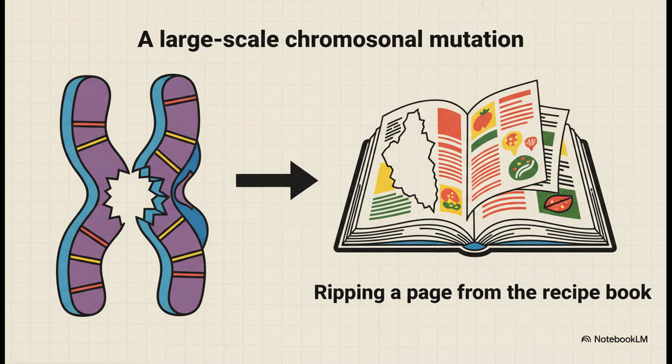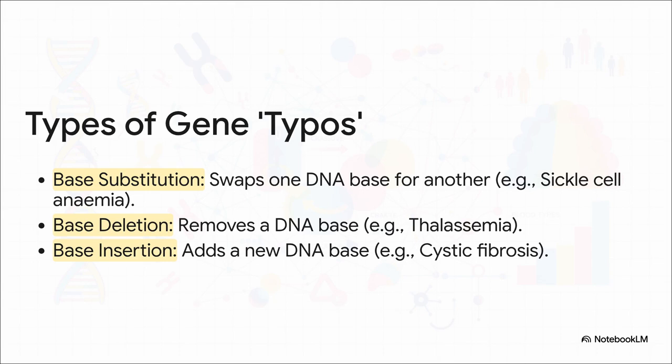Then you have the big one, a chromosomal mutation. This is a much, much larger event. We're talking about changes to the entire structure of a chromosome or even a change in how many chromosomes you have. To go back to our recipe book, this is like ripping out an entire page or maybe photocopying one and sticking it in twice or even putting it in the completely wrong chapter. A huge change.